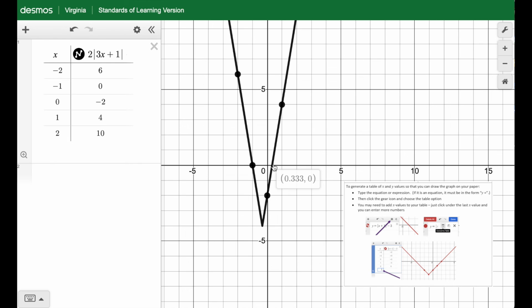The other thing that's helpful is that if I click on the graph, it'll give me things like the x-intercept, the y-intercept, as well as any vertex or max or min. And that's going to come in handy when we get to different types of equations, being able to find the vertex and maxes and mins.